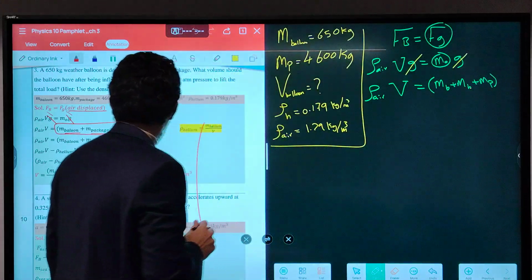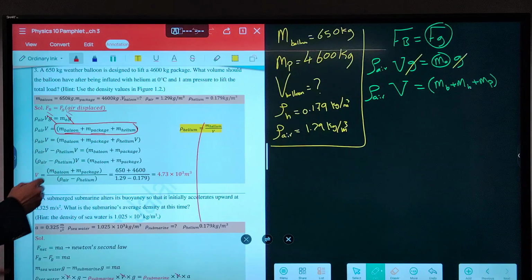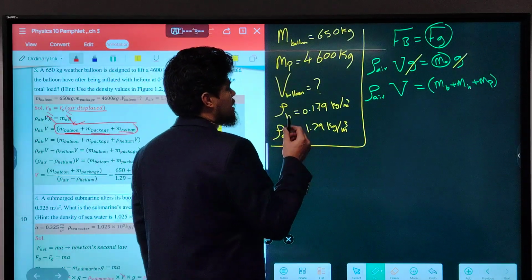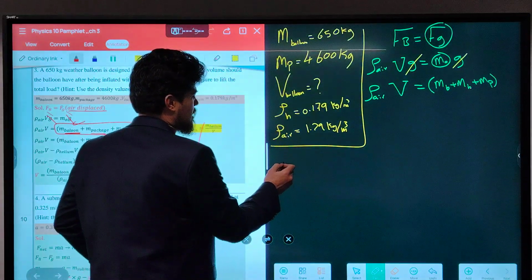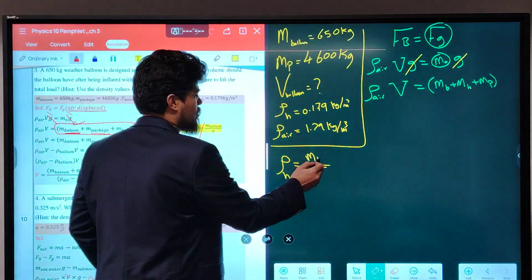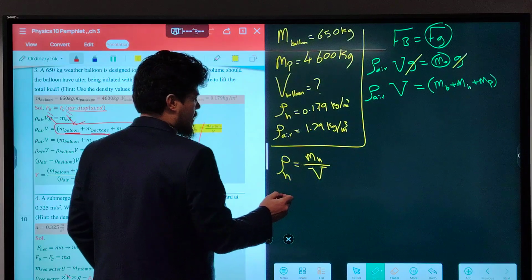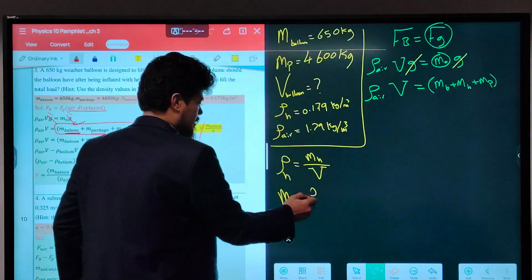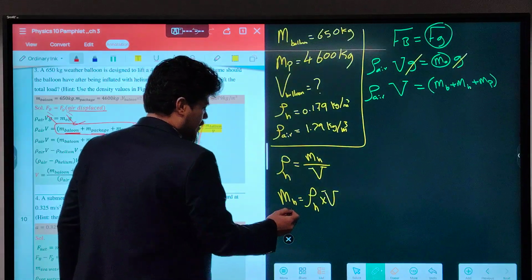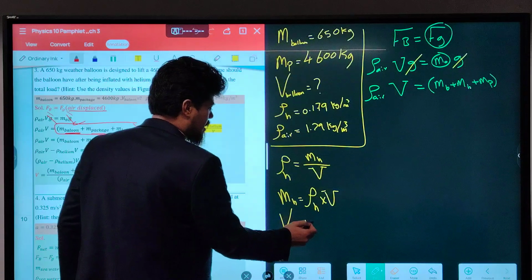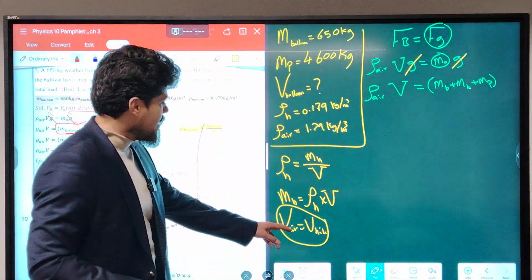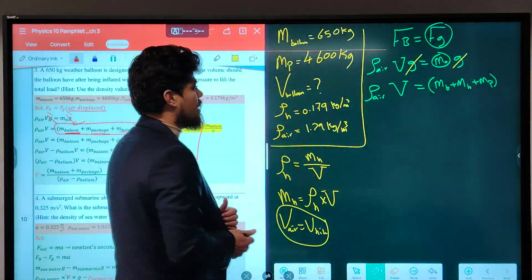After writing the mass for each substance, balloon, package, and helium, do we have the mass of helium? No. Instead of mass of helium, you have to write down this relation, guys. Density is equal to what? Mass per volume. The density of helium is equal to mass of helium divided by volume. Mass of helium is equal to the density of helium times volume. The volume of the air is equal to the volume of helium, because they occupy the same space at the same time.